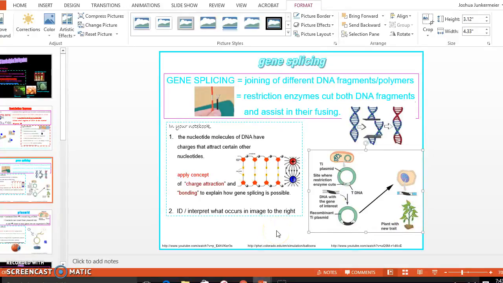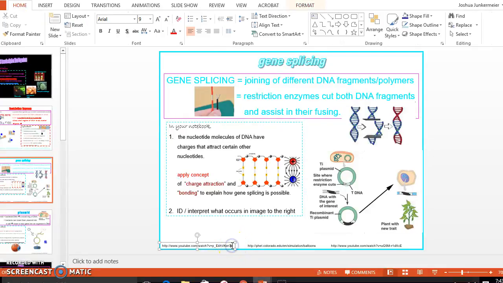All you're doing to interpret something is to look at it and make sense of it and explain it in your own words. That's all you do. You look at the photo and explain it in your own words. Here you have URLs that you should in fact go and observe to make sense of the definition, this idea of gene splicing.